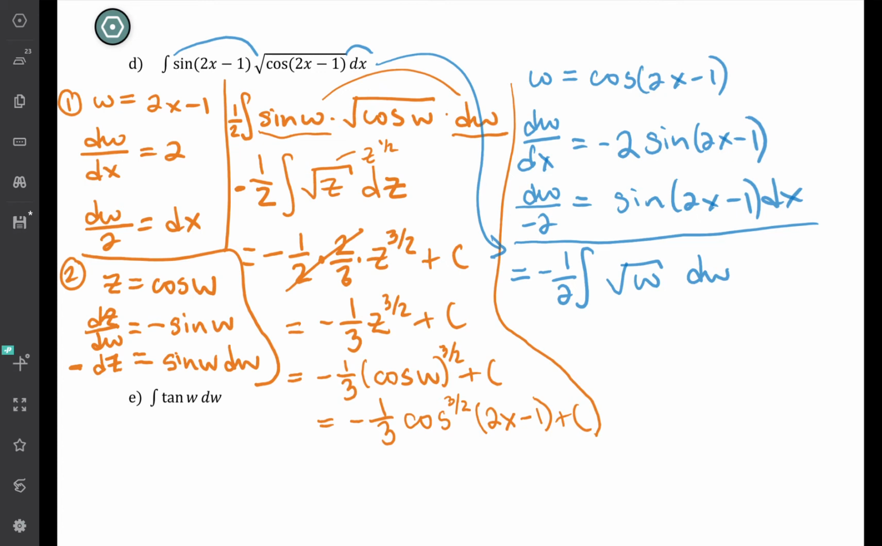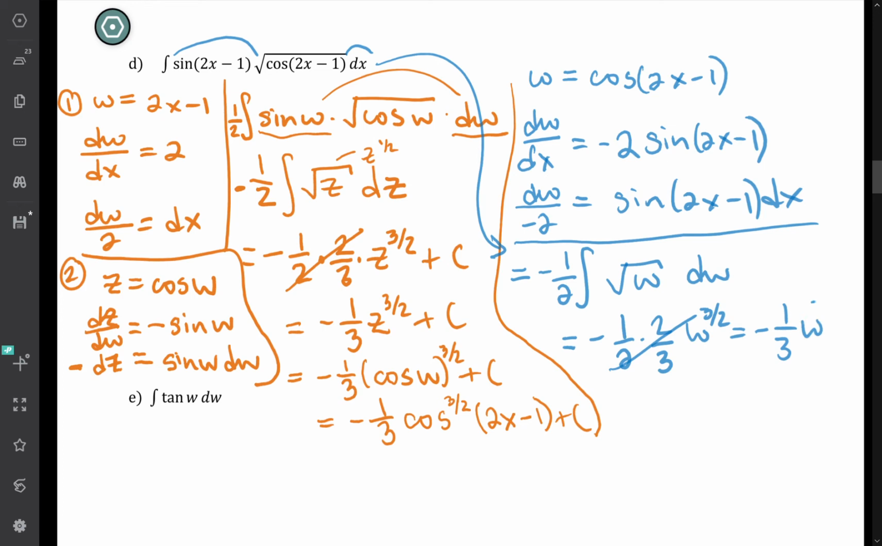So this is definitely going to be less writing stuff down, but there's a little bit of work that has to happen in your head along the way. In fact, not even that much. So I really encourage you to not get too worried about having simple inner functions like 2x minus 1 or 7x, anything linear. It's not going to be that big of a deal. So here, I'd say antiderivative of w to the 1/2 will give me a w to the 3/2 that I multiply by a 2/3. And that means I have negative 1/3 w to the 3/2, which is looking very familiar.